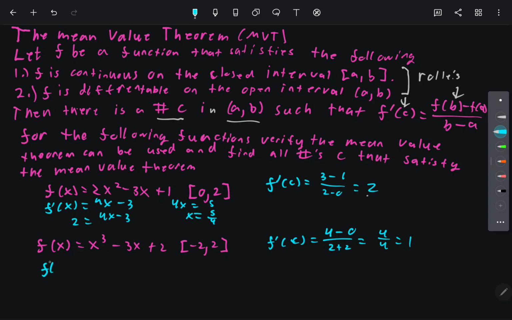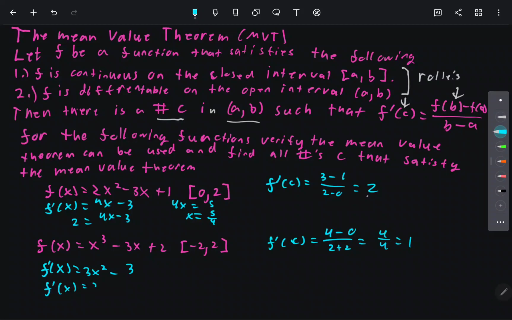So f prime of x is equal to 3x squared minus 3. So what we're going to do is say f prime of x is going to be 3 times x squared minus 1. We're then going to expand this out to find all the zeros, or factor this. I did not want to do that just yet. Sorry, we're going to reset.